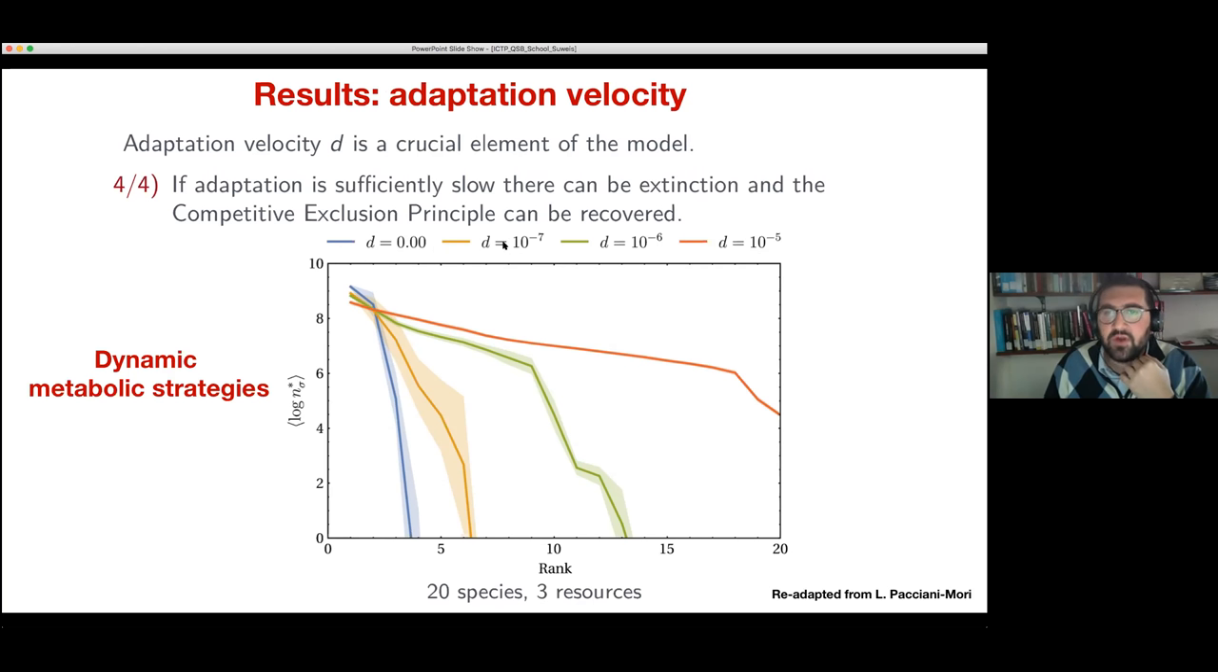But if you turn on a little adaptation, then more species survive, but not all of them, only 6. If you now increase the adaptation, around 13 species survive. And if you increase the adaptation velocity again, then all the species survive. So the adaptation velocity is a fundamental control parameter in controlling the observed biodiversity of the system.